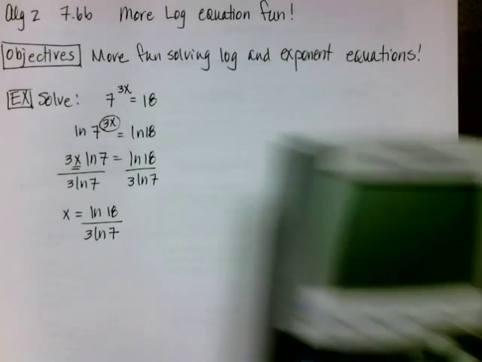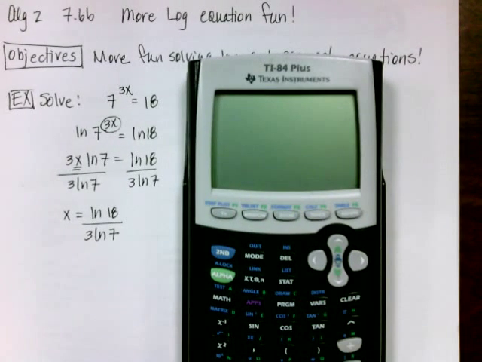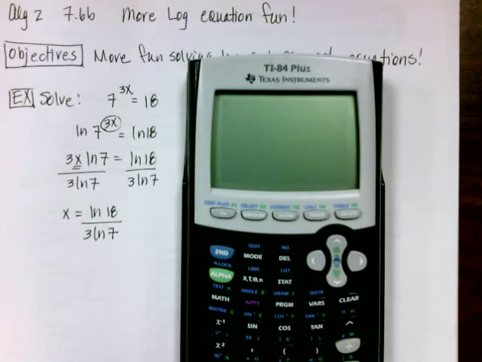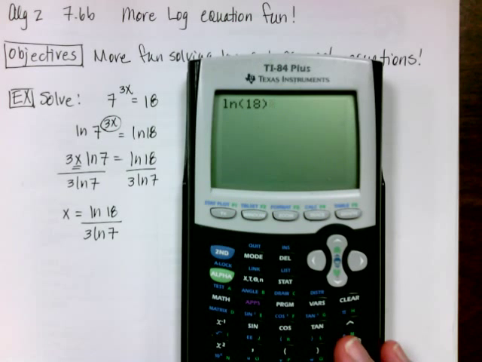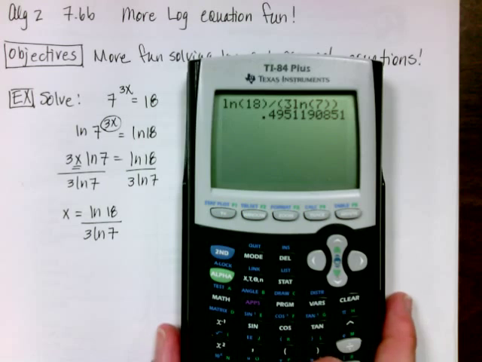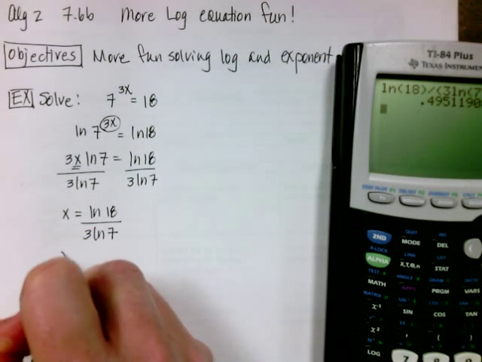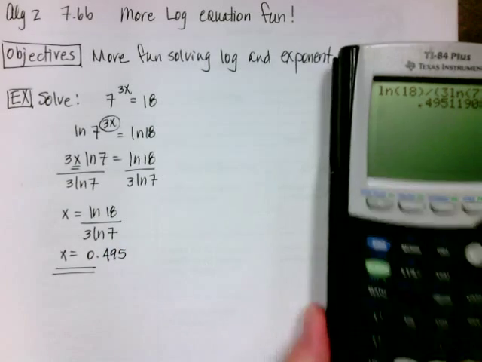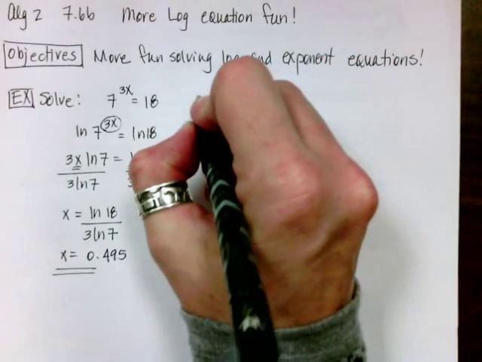Now you do have to be careful when you're using your grapher to make sure that you are using enough parentheses. If I do this one in my calculator, I'm going to do the natural log of 18, close parentheses, divided by open, 3 natural log 7, close, close, and go. That's going to be my solution. So x is going to equal 0.495.